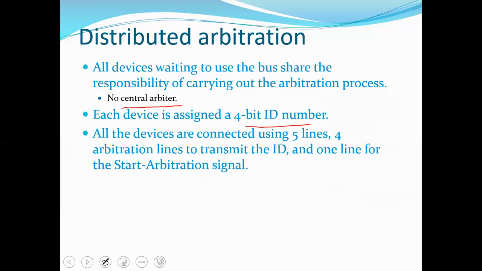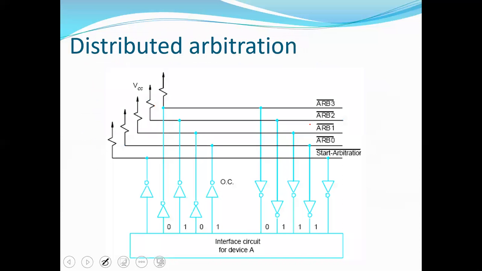So yes, you will just see the circuit. So this is the circuit. This is one device which is requesting for the bus. Okay, so similarly there is another device, suppose, device B, which has its own ID. Okay, so it will have its own ID, that is the voltages which are passed through these lanes.